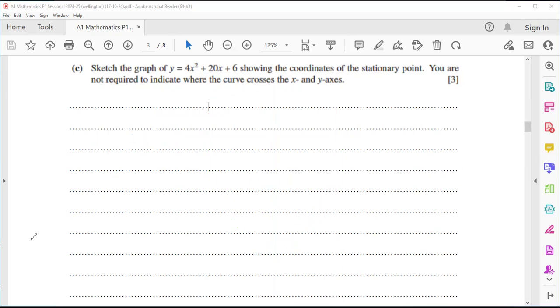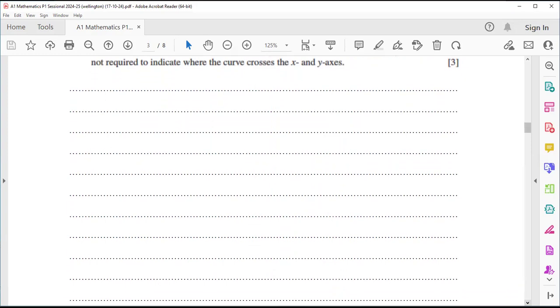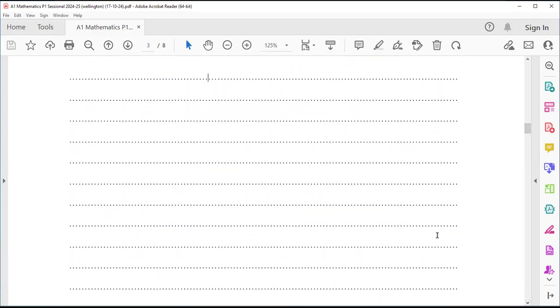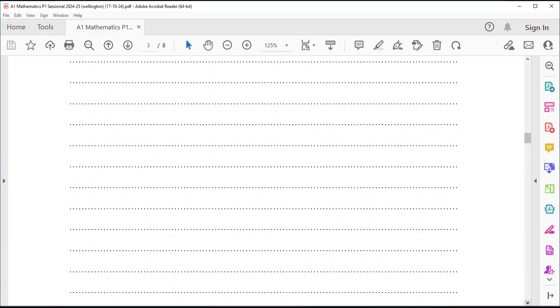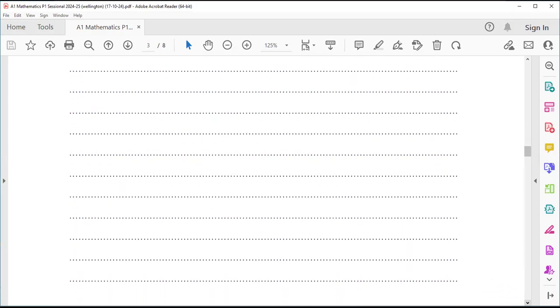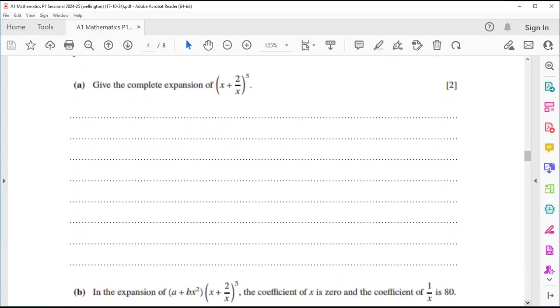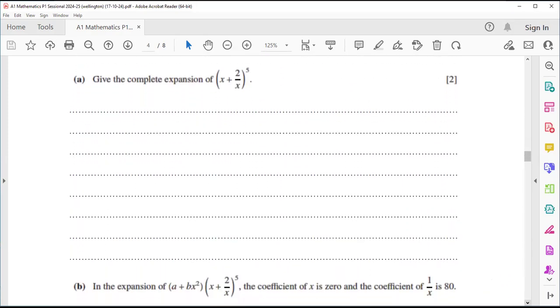The next question of this paper is, if I'm not wrong, that will be this one. Give the complete expansion. You have to solve this one. How will you solve this one? That's very simple. So I have to solve this one. I will use the blue marker over here, the dark blue.